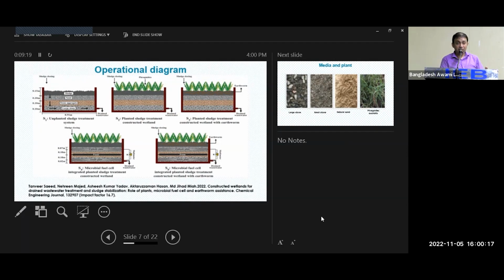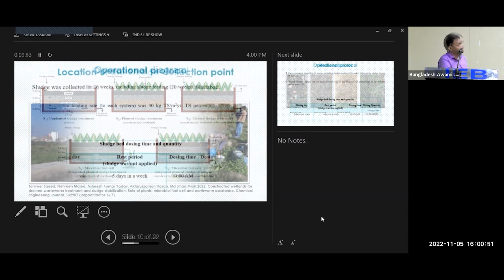And after 7 days, we opened the valve and extracted all the drain water before we applied the next batch. Now, if you apply sludge continuously, for example, 30 times a day, you won't give sufficient time to dry up the sludge. So this is very important: feeding followed by resting, feeding followed by resting. This is one mistake that we make in sludge treatment, and then the system fails.